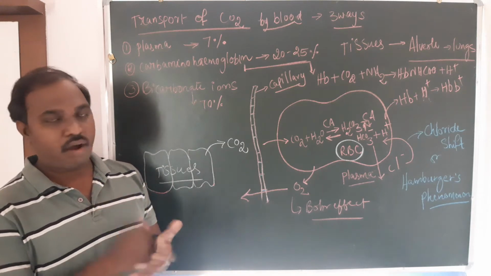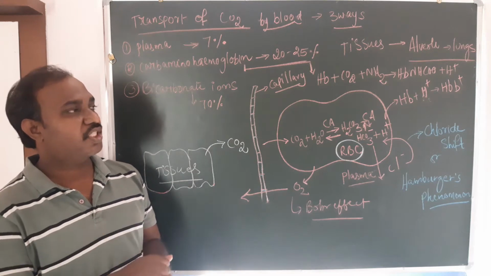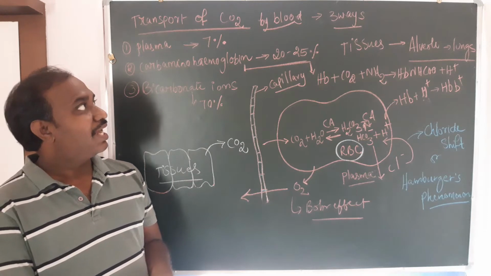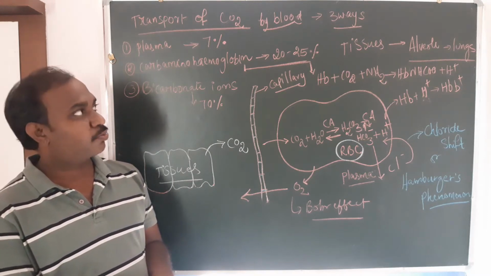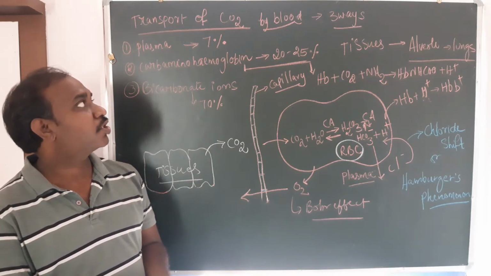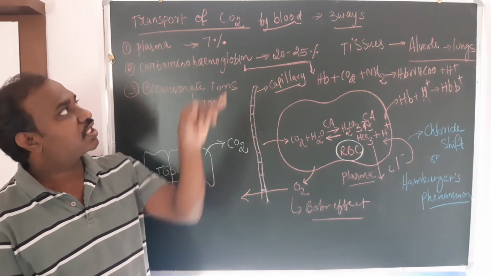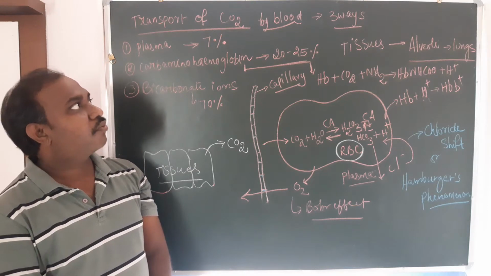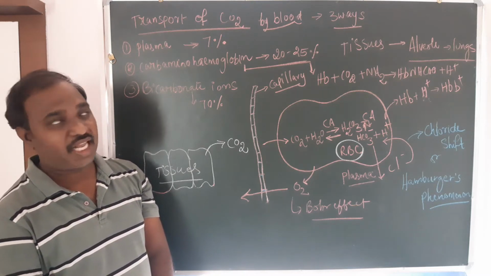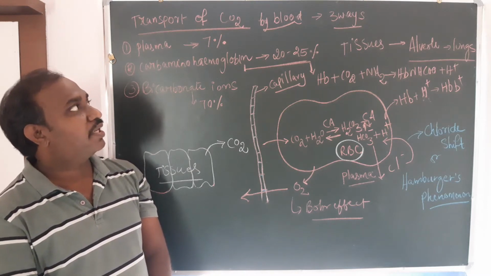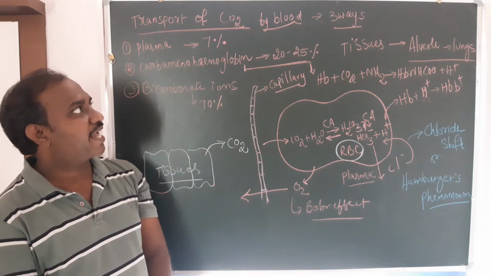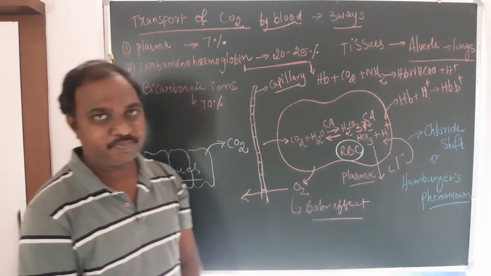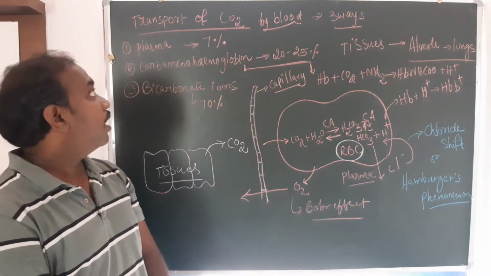This supplied oxygen is used up for cellular respiration. As a result of that, CO2 is produced. Now this produced carbon dioxide has to be sent out, and it should not remain in the body because it's a poisonous gas. Now how will it be transported? How will the transportation of CO2 occur?